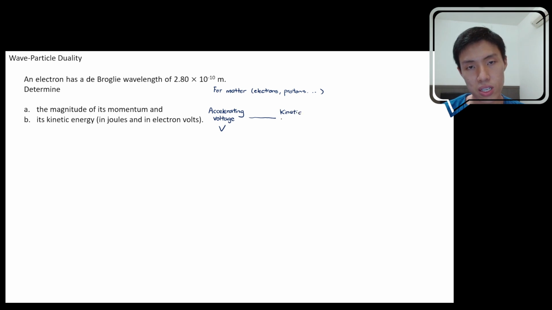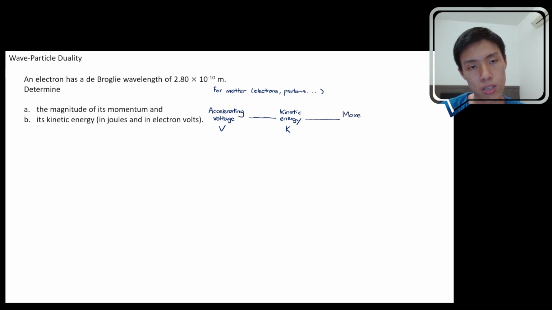To make sense of it, the greater the accelerating voltage, the harder you're pushing the electron. If you're pushing the electron harder, it accelerates more, so it will end up with a greater speed. Greater speed means greater kinetic energy. That's how we relate kinetic energy and accelerating voltage. Then from there onwards, we can relate kinetic energy to momentum.